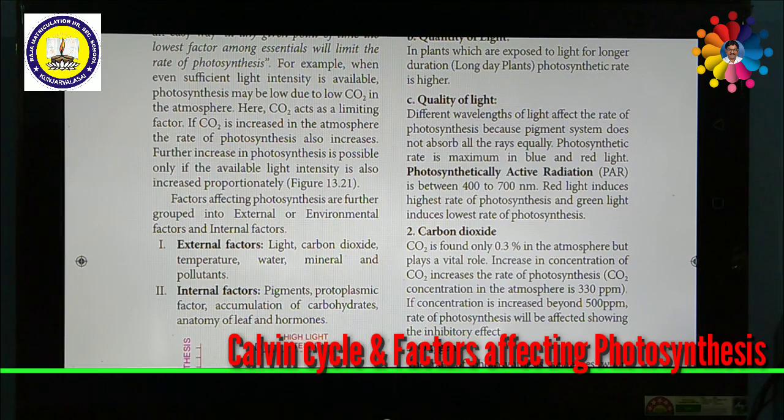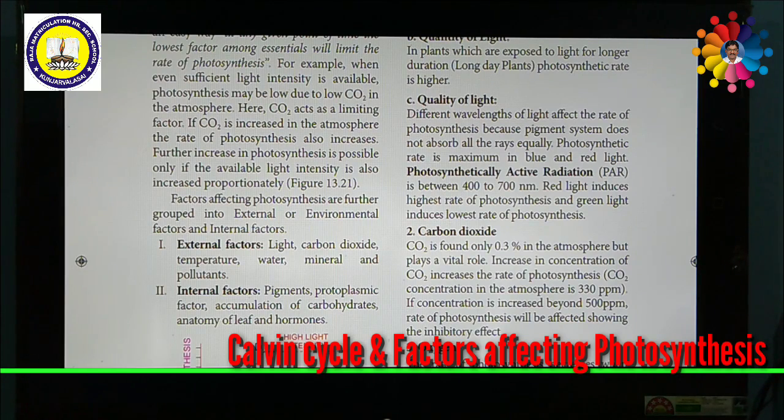So the rate of photosynthesis depends upon the availability of light. If we increase the intensity of light, the rate of photosynthesis also increases, but only up to a certain level. If it increases beyond its limits, it may affect the chlorophyll molecule, and then the rate of photosynthesis may be reduced. Then, availability of carbon dioxide.